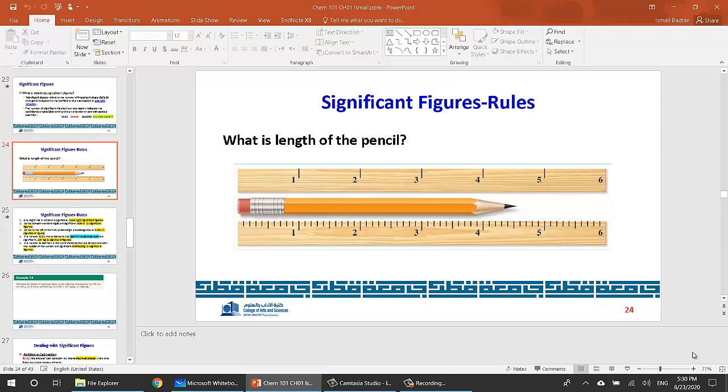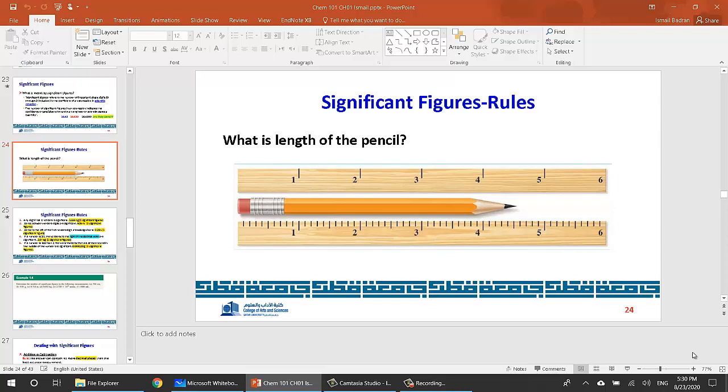So in the last lecture, we've been talking about significant figures and how to deal with them. Just to refresh your mind, we have here in the picture a pencil and a ruler, and we're asked what is the length of the pencil. The idea of significant figures goes all the way back to the instrument that you're using and the accuracy of the instrument. So here we have two rulers.